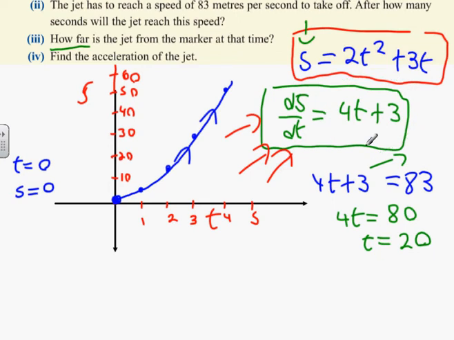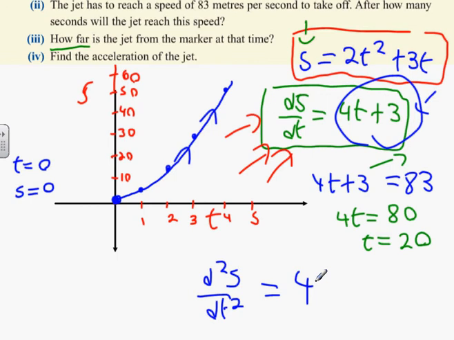This means that the acceleration of the aeroplane is always 4. Never changes. Okay? If I had a t in there beside it, the acceleration would change depending on what time it is. You'd have to put in a t value to find the acceleration at any time. But because there's no t value in this, there's nothing to sub in, therefore the acceleration is always 4.